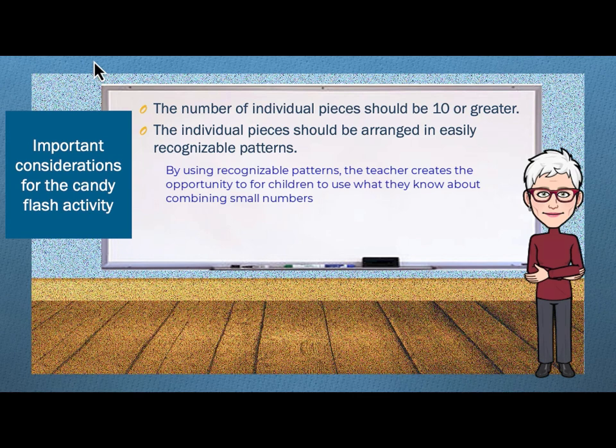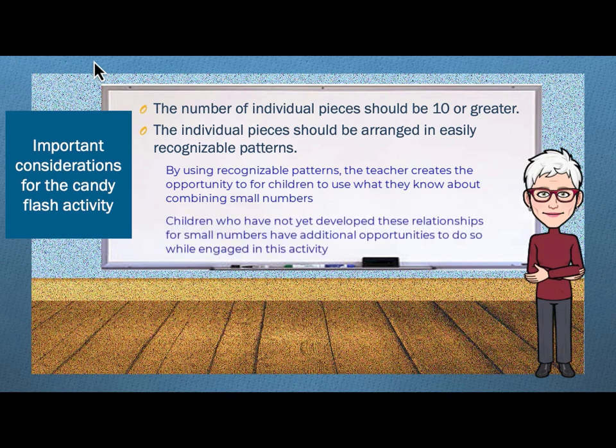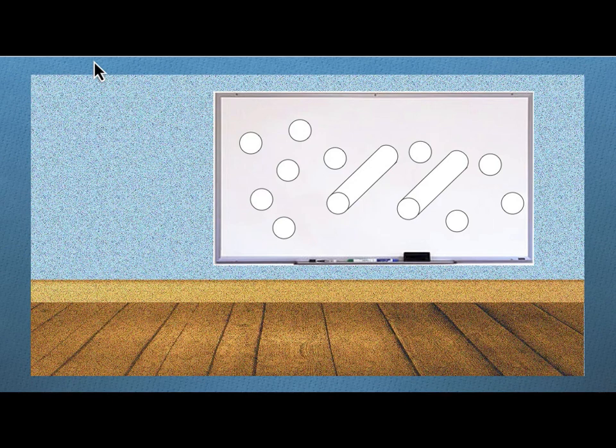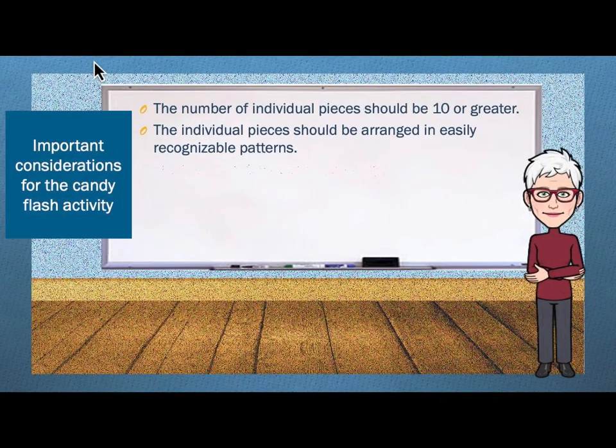Think back to the solutions Danielle and Max gave. We also know that children that have not yet developed all of these number relationships continue to have opportunities to do so as they engage in this activity. Take a look at this picture, for example. Imagine if you saw this using the flashing approach. After easily seeing that there are 2 rolls, most of us would need to count the pieces to figure out how many there are. There are no obvious numerical groupings to use to figure out what to combine to get another roll.